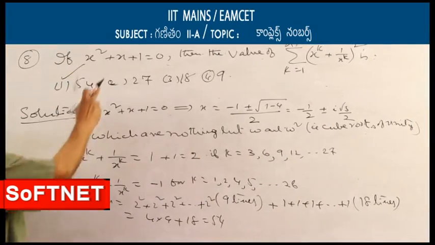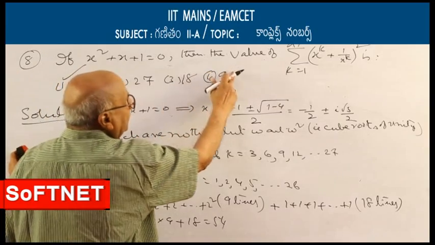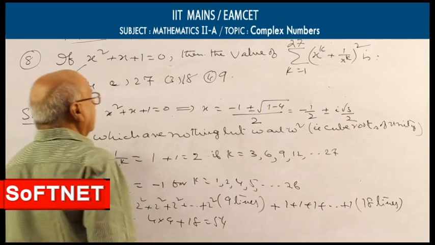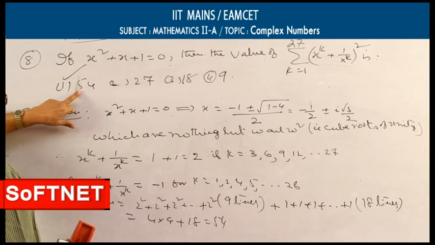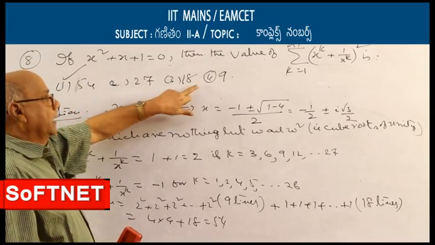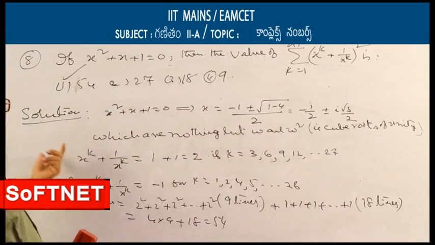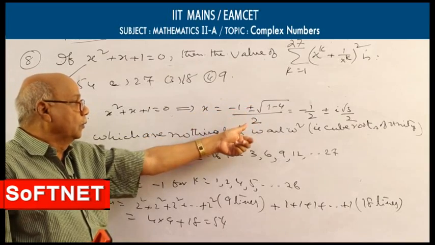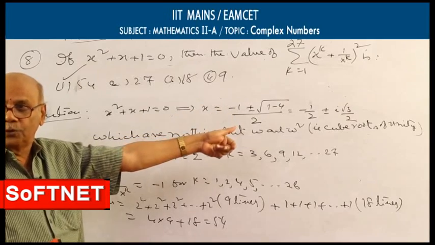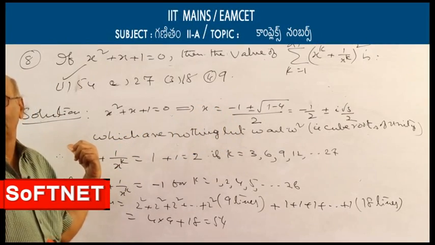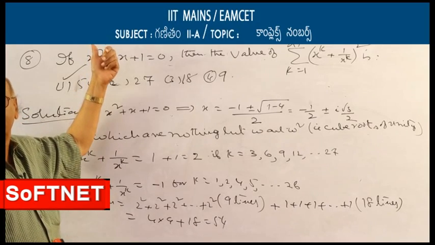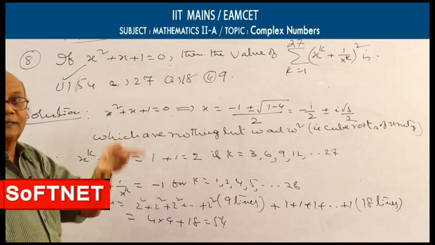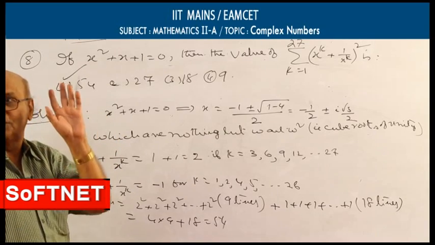If x square plus x plus 1 equal to 0, then the value of sigma x power k plus 1 by x power k, whole square, k runs from 1 to 27, is: option 1, 54; 2, 27; 3, 18; and 4, 9. We know that x square plus x plus 1 equal to 0 means x is equal to minus 1 plus or minus square root of 1 minus 4 by 2, which is minus 1 by 2 plus or minus i root 3 by 2, and they are the non-real cube roots of unity. For non-real cube roots of unity, as I have mentioned, if n is any integer, 1 plus omega power n plus omega power 2n is equal to 0 if n is not a multiple of 3, and 3 if n is a multiple of 3.